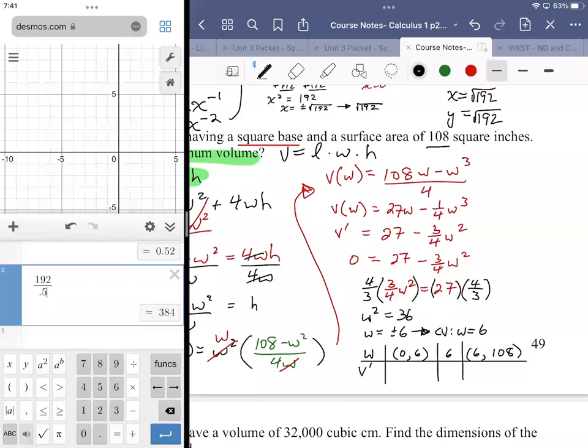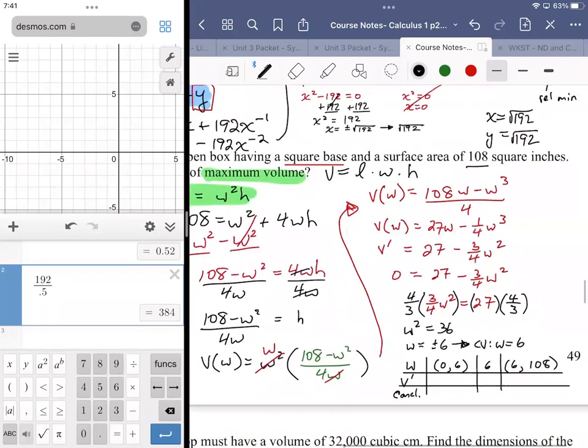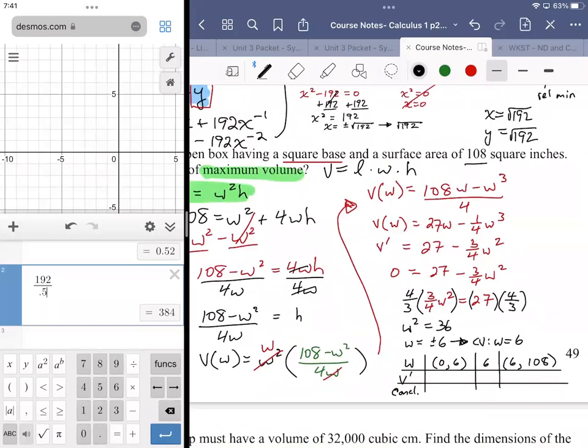V prime, and then some kind of conclusion. Now, we are looking for a maximum volume. So my expectation is, because we only got the one critical value, if this problem is going to work out, unless it's some kind of trick question, which I would never do on a test, I would expect to get increasing followed by decreasing. Right? We'll see how it plays out.